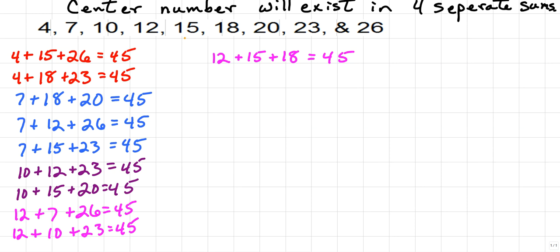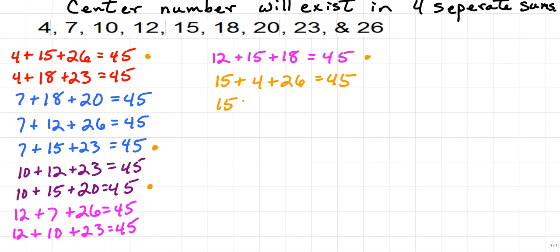Okay, so the next number in the sequence is 15, and I know that 15 is contained here. It's also contained right here. It's contained right here, and it's contained right here. So let's just write those down in order with 15 plus 4 plus 26, that's equal to 45.